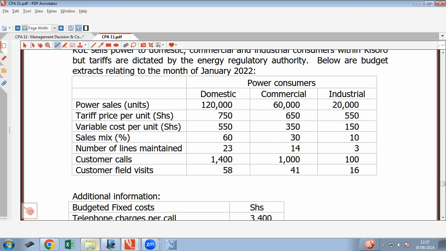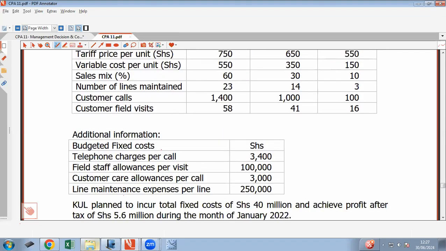We have sales mix, probably this is a cost driver. Number of lines maintained, cost driver. Customer calls, probably cost driver. Customer field visit, cost driver, right? Then they have given us additional information. They have given us budgeted fixed costs.